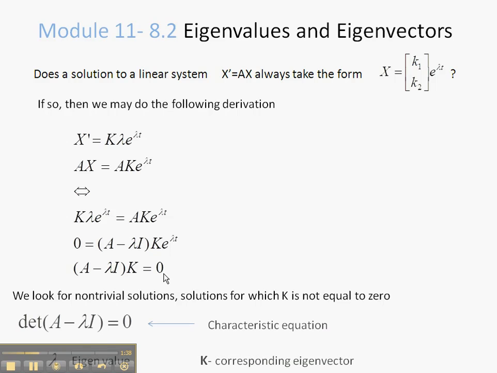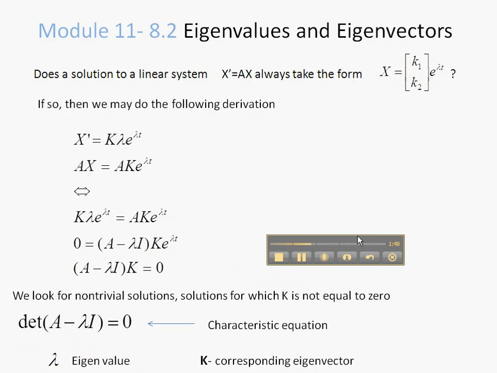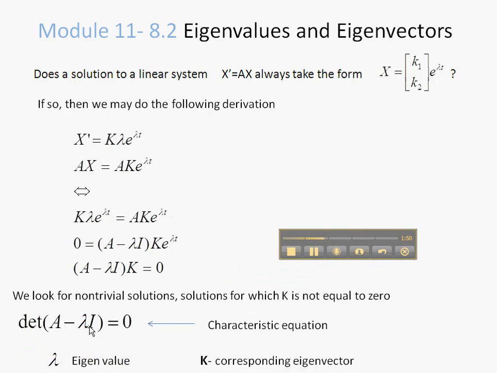From linear algebra, we know that that's only the case if the matrix A minus lambda I has determinant 0. So we will find those values of lambda that allow the determinant of A minus lambda I to be 0. Those lambda values we'll call the eigenvalues. And then the vectors k that we obtain by plugging in lambda here and solving this equation, those will be the corresponding eigenvectors.